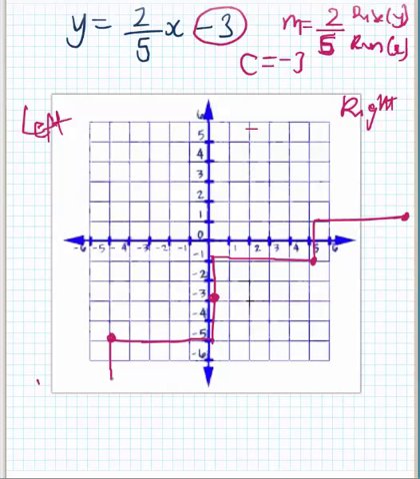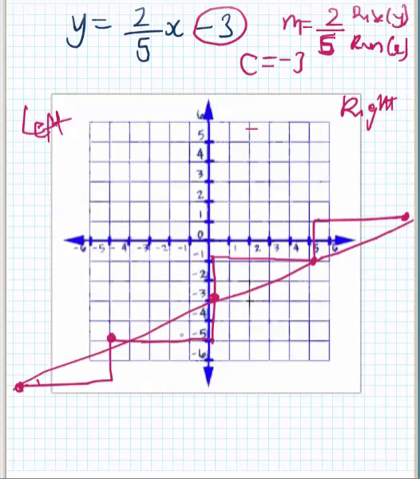1, 2. And to the left 5 units. 1, 2, 3, 4, 5. And imagine I had grid paper. I've run out of room. And now this is where you get your ruler, join up these points, and there is your straight line. Done. And that's all you have to do.